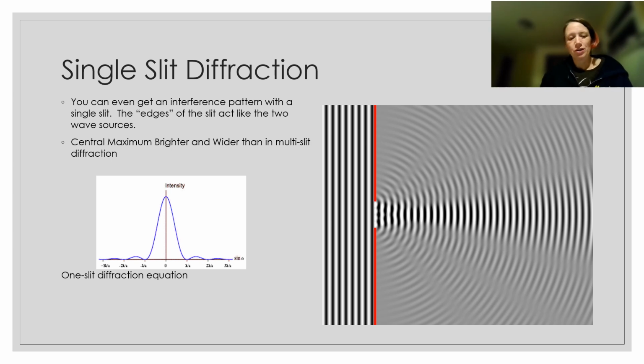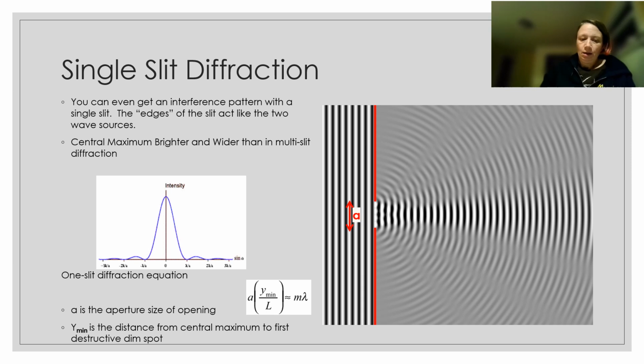There is a different equation for one slit diffraction. I'm not going to derive it because the math is actually quite a bit more complicated than the two slit, but the equation ends up looking pretty similar. The main difference is that we have a variable A that represents the aperture size or the opening of the single slit. And instead of calculating Y max, or the distance from the central maximum to the next order maximum, this equation calculates the distance from the central maximum to the first destructive dim spot, so Y minimum.